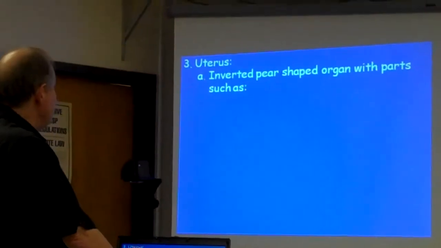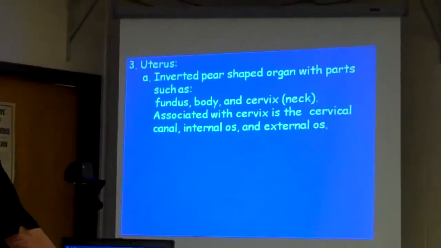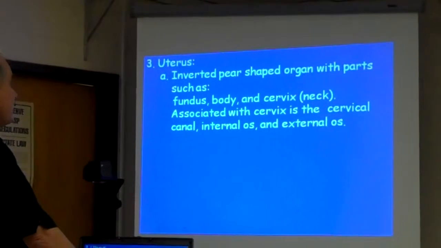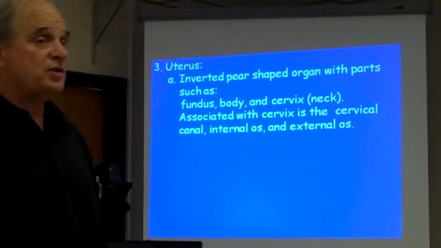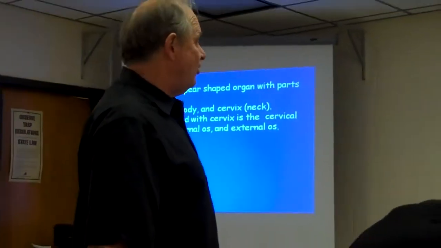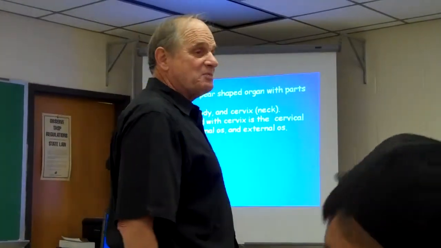Now the uterus, an inverted pear-shaped organ, obviously has a fundus, a body, and a cervix. Cervix is the neck. Now, make sure you know what cervical dysplasia means. What does cervical dysplasia mean? How many of y'all know?